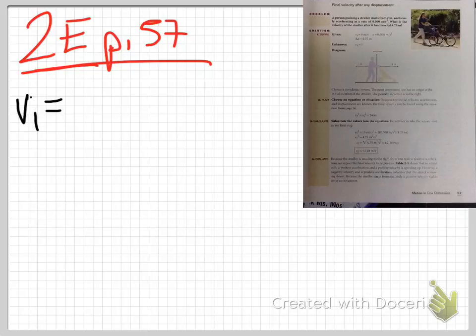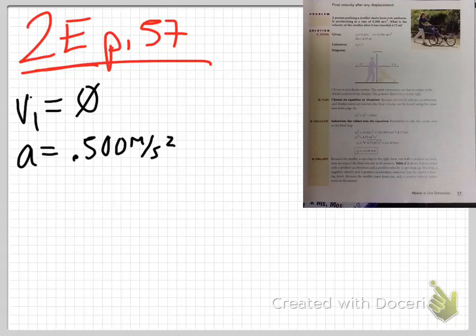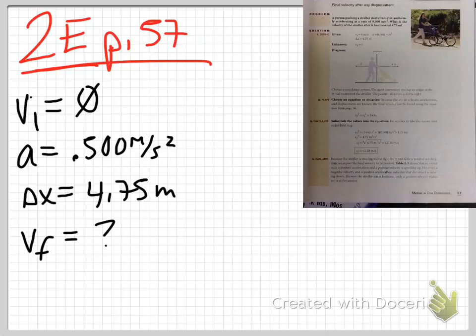So VI, we're given, VI is 0 because it started from rest. Uniformly accelerates. We have a rate of acceleration, 0.500 meters per second squared. And we have a distance, delta x equals 4.75 meters. We have no idea how long this takes. That's the whole point, is we're doing this without having a time interval for it. So what we want is VF.